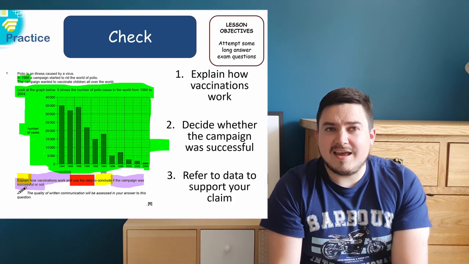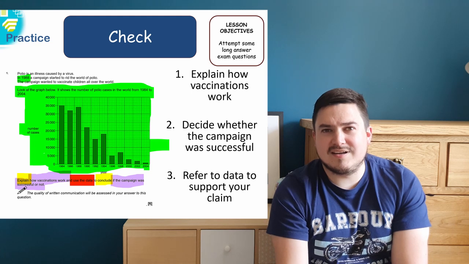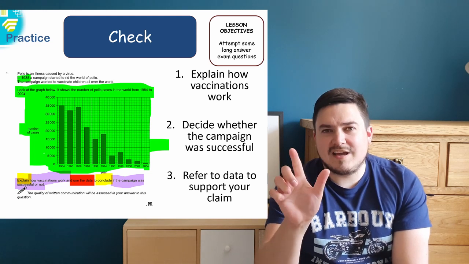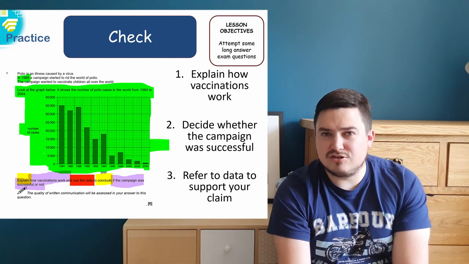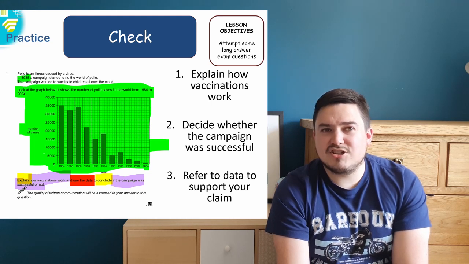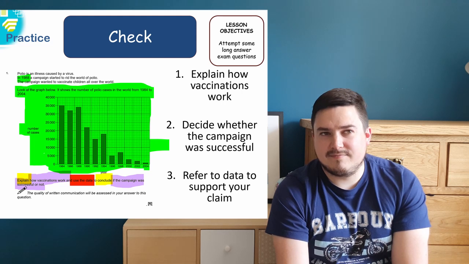Read back through what you've said. Have you explained how vaccination works? Have you used the word antigen, antibody somewhere in there? You should do. Have you made a decision whether the campaign was successful? Have you referred to data to support your claim? You should have done. Great.